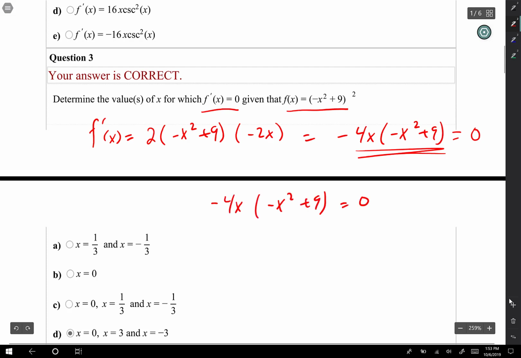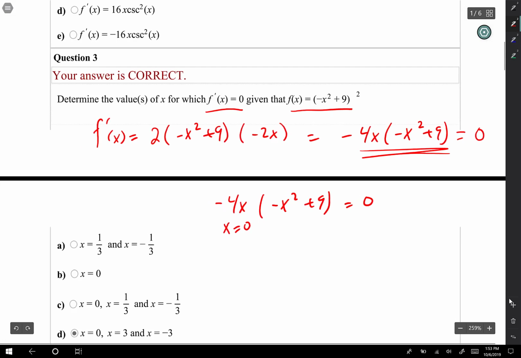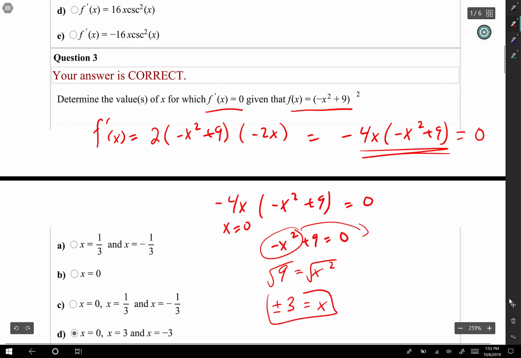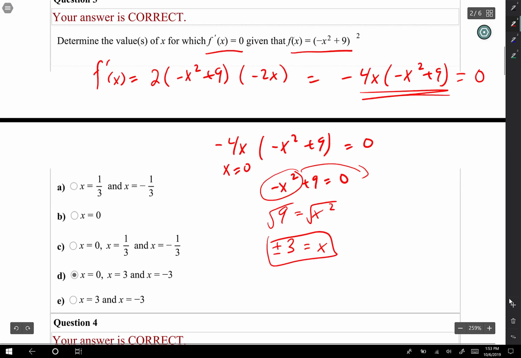First thing I notice, I can have a 0 on the outside. If x equals 0 on the outside, the whole thing will be 0, because negative 4 times 0 is 0, and 0 times anything is 0. And then I look at this inside expression, negative x squared plus 9 equals 0. If I move the negative x squared to the right, you have 9 equals x squared, and then square root, you get plus minus 3 equals x. So the answers are 0, negative 3, and positive 3.